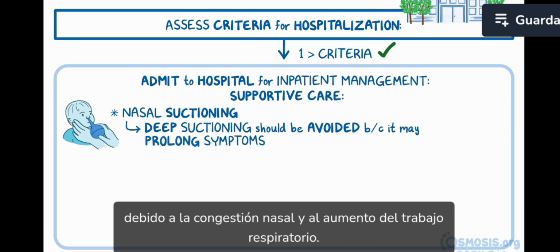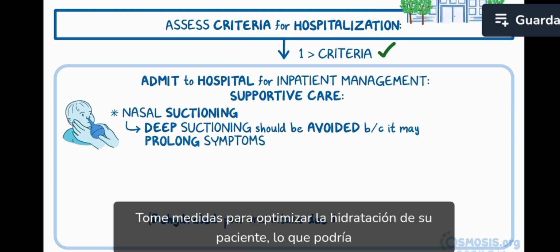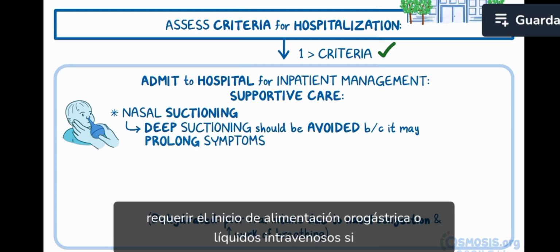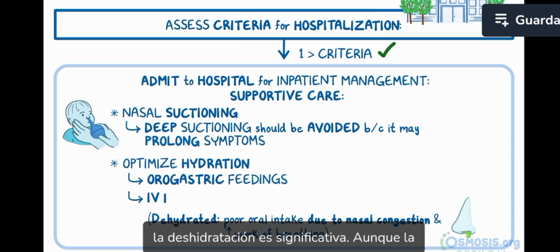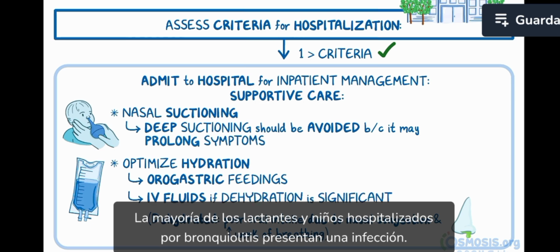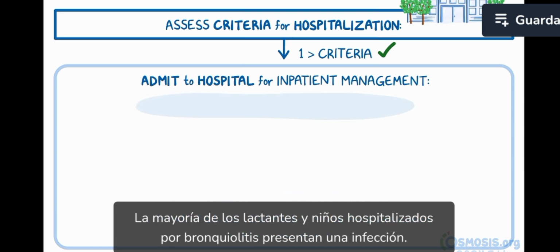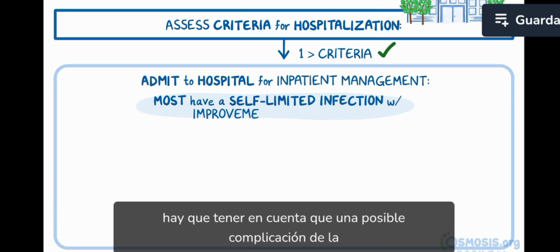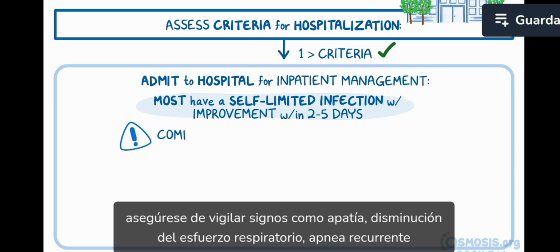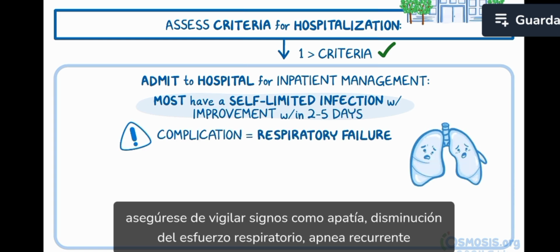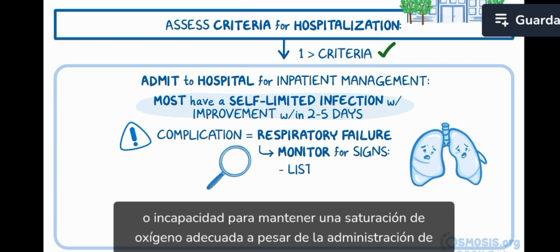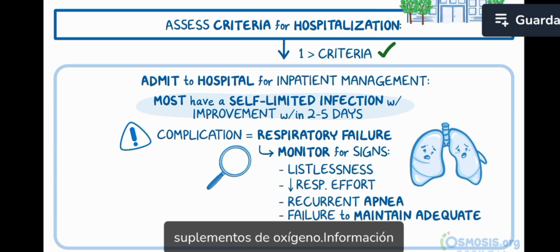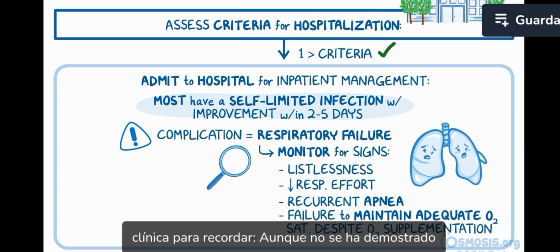Many children with bronchiolitis can become dehydrated because of poor oral intake due to nasal congestion and an increased work of breathing. Take measures to optimize your patient's hydration, which might require beginning orogastric feedings or IV fluids if dehydration is significant. Although most infants and children hospitalized for bronchiolitis have a self-limited infection with clinical improvement within 2 to 5 days, keep in mind that a possible complication of bronchiolitis is respiratory failure. So lastly, be sure to monitor for signs like listlessness, decreased respiratory effort, recurrent apnea, or failure to maintain adequate oxygen saturation despite oxygen supplementation.